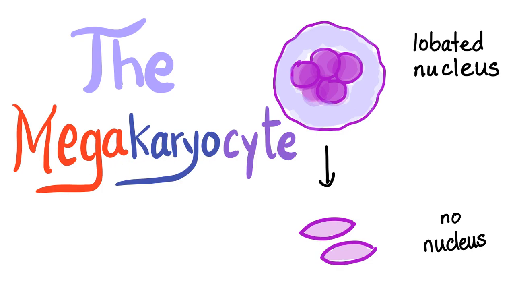Today we'll talk about the megakaryocyte, the magnificent megakaryocyte, the parent of the platelets, also known as thrombocytes. The megakaryocyte has a big lobated nucleus. Platelets are anucleated. With that being said, now let's get started.